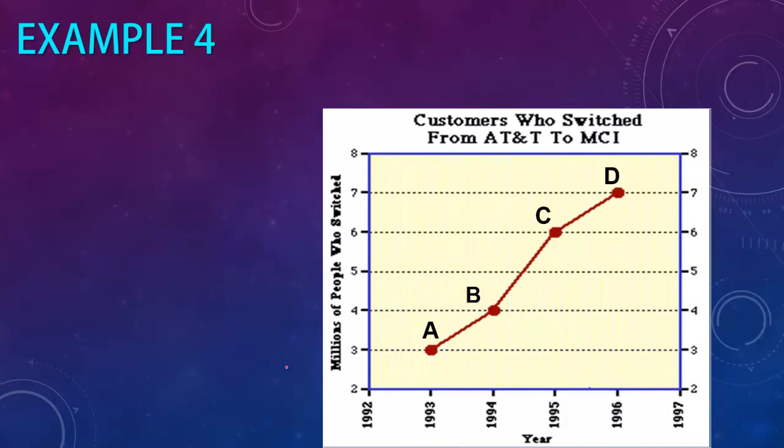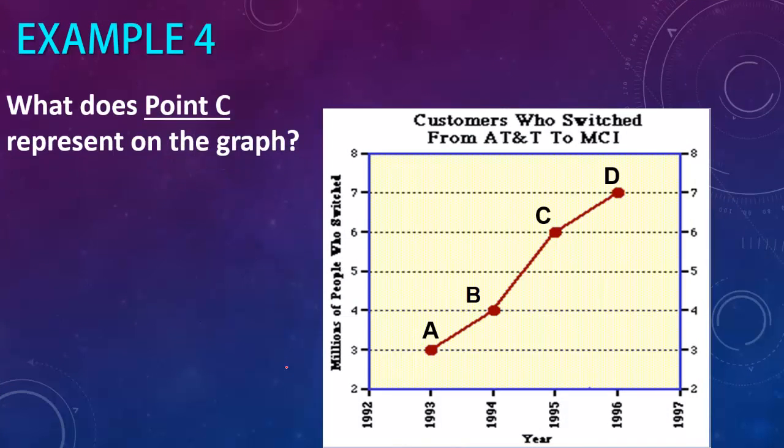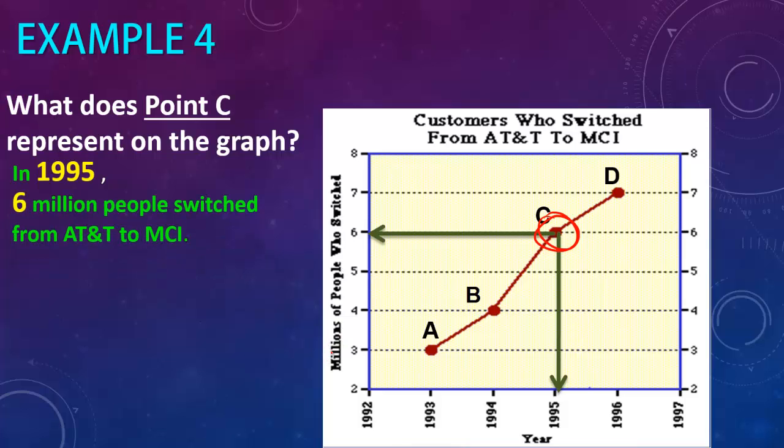Let's look at example 4. What does point C represent on the graph? Well, point C is right here. If you go down, we're talking about the year 1995. So in 1995, you look over to the left on your y-axis. You always start off with your input, the 1995. The output is, in 1995, you go over and you see you're at 6, which again is 6 million people. 6 million people switched from AT&T to MCI.